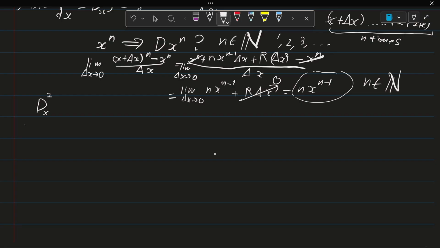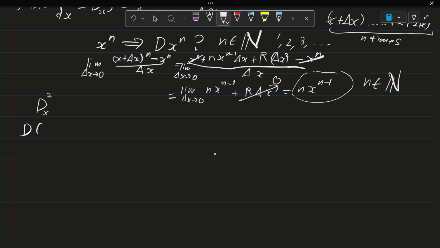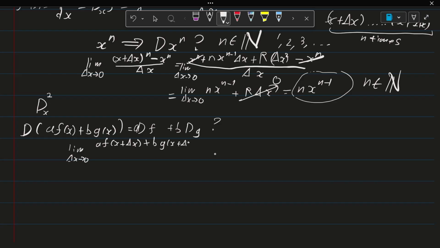So let's just state that for a linear function, which is a f(x) plus b g(x), the derivative would be a df plus b dg. But why is this the case? Let's think of this as the limit again. The limit as delta x goes to 0 of this entire function, but at x plus delta x. So it's a f(x plus delta x) plus b g(x plus delta x).